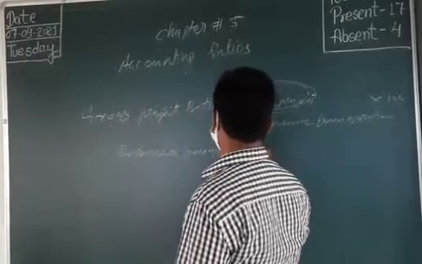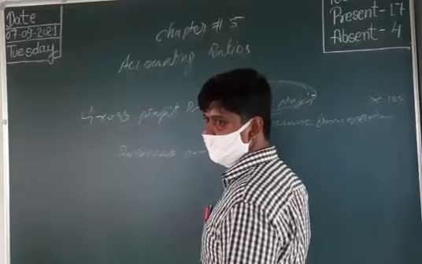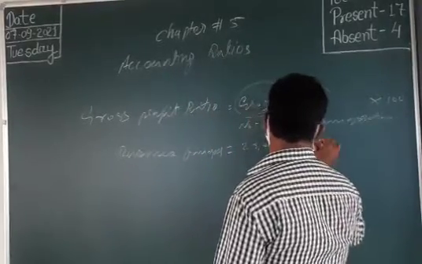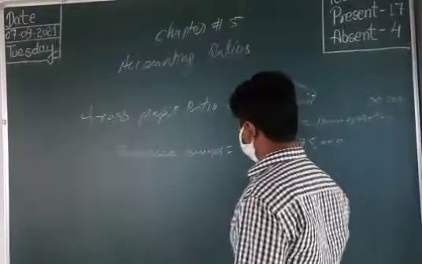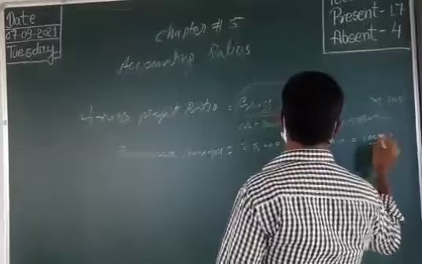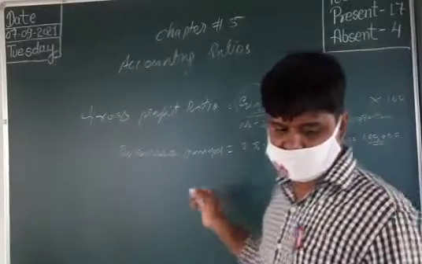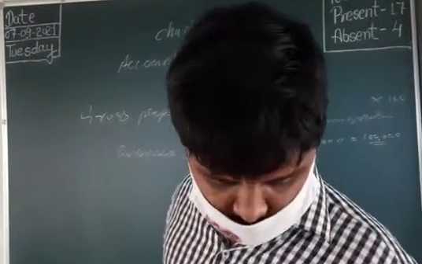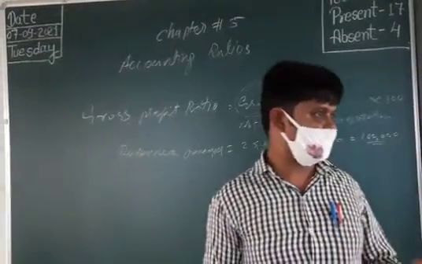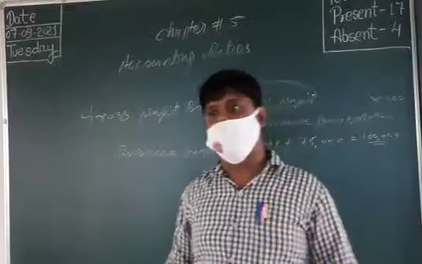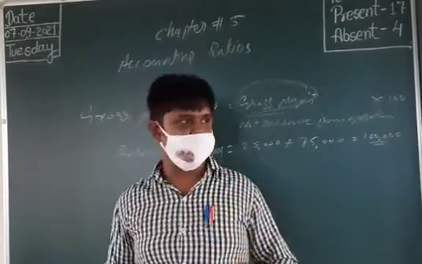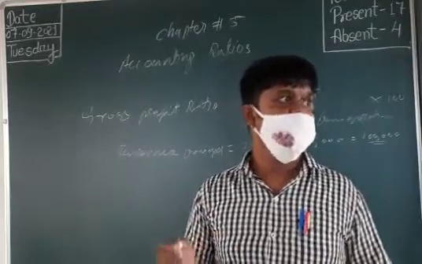Operation, how much is that amount? 25,000 plus 75,000. So revenue from operation we got. Next we need to find out the net purchase. So total purchase we want to find. For that, cash purchase plus credit purchase minus return outward.